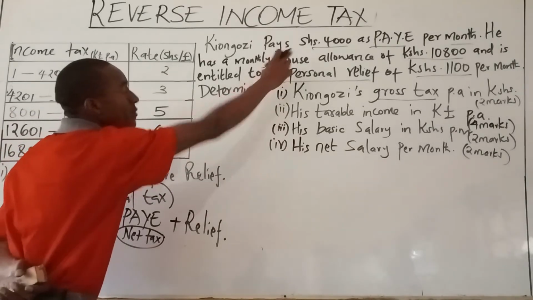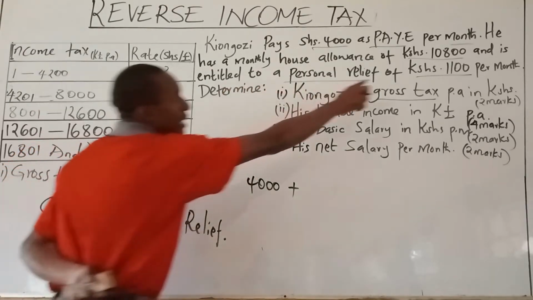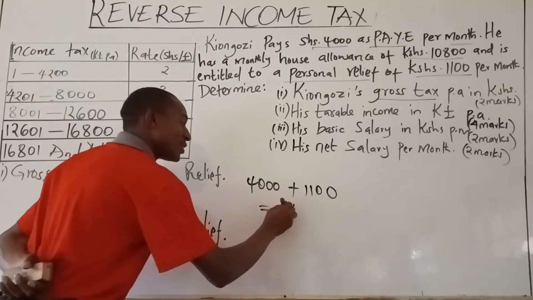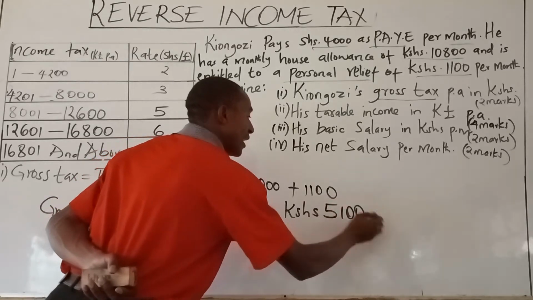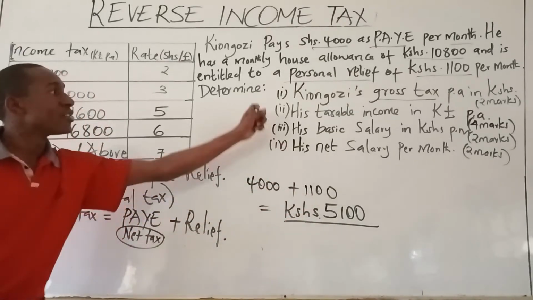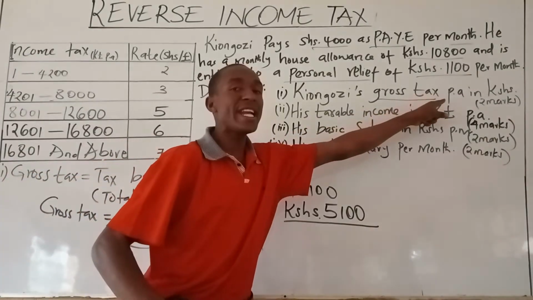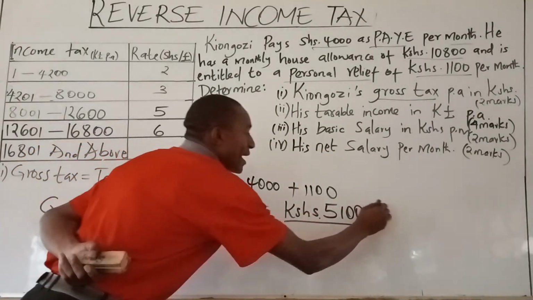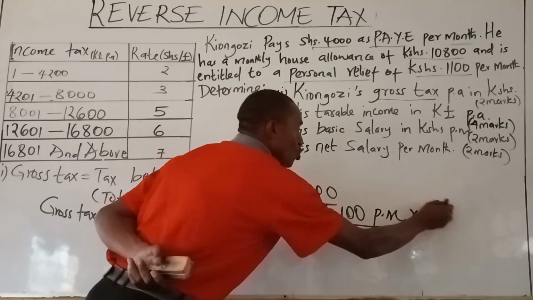Our pay as you earn is 4,000, plus the relief is 1,100. If you add this, you get your money in shillings, and you will have 5,100 shillings. Remember the units, and of course, do as part of the requirement of the question. The question requires us to give our value in shillings per annum. This is per month. So if you want to get per annum, you multiply with 12.